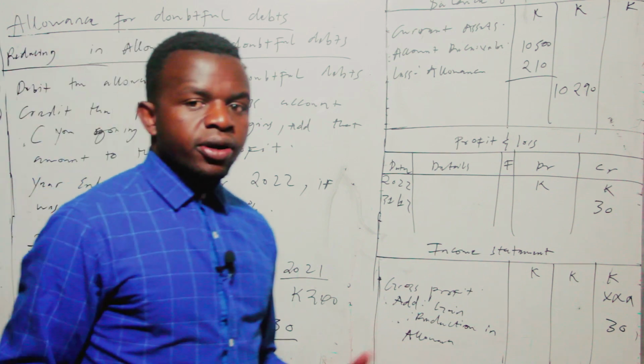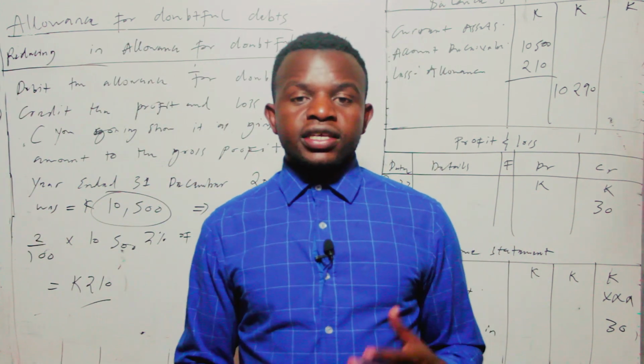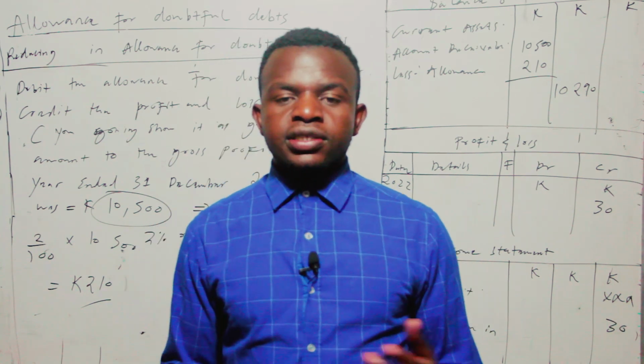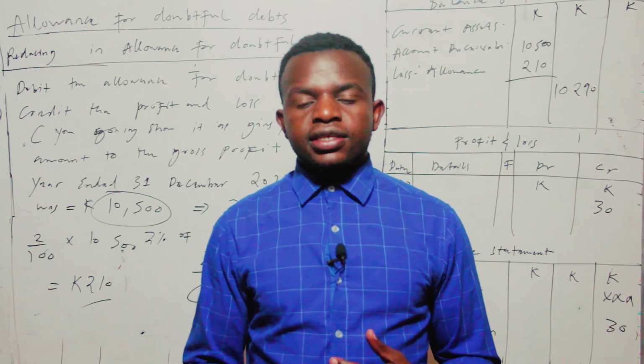So that's all about the bad debts and the allowance for doubtful debts, and when there's a reduction and when there's an increase in allowance of doubtful debts. Where you have questions, please ask in the group.